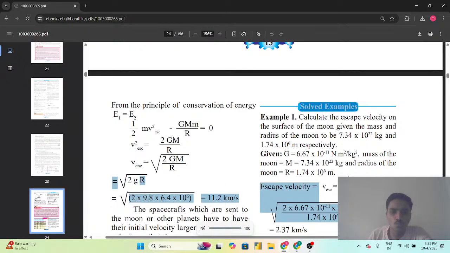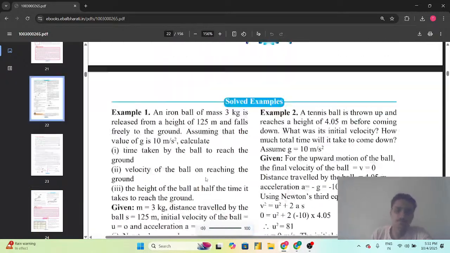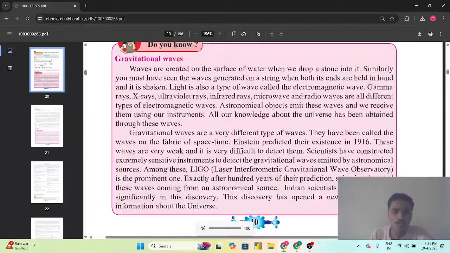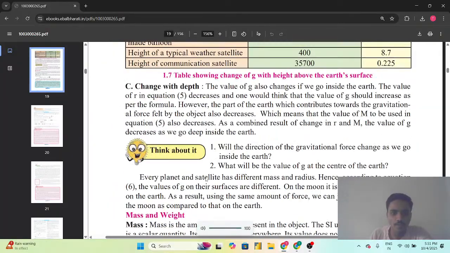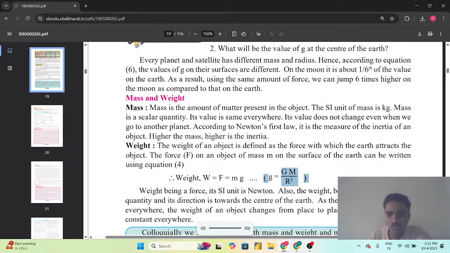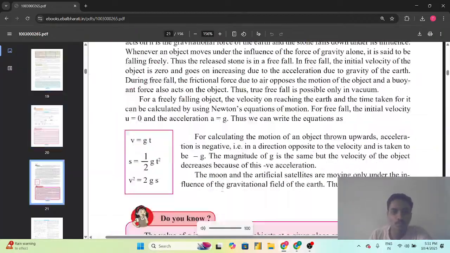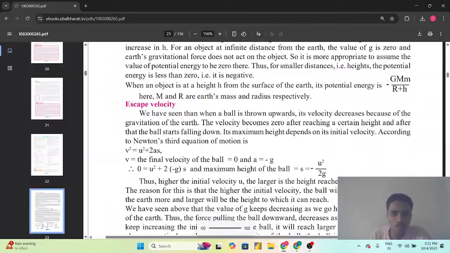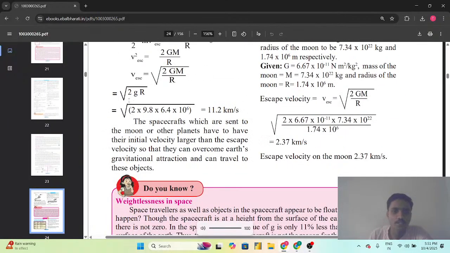So how did this 2gR come? As we have seen above, for the acceleration due to gravity, we derived the formula g is equal to GM upon r square. After putting the value of g equal to GM upon r square, we get under root of 2gR. After putting the values, 2 multiplied by g, which is 9.8, and the radius of the earth, that is 6.4 into 10 raised to 6, and taking the under root, we get the escape velocity as 11.2 kilometer per second.